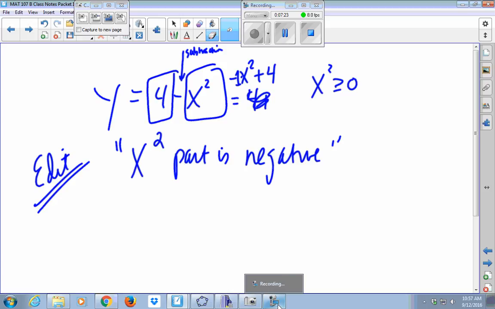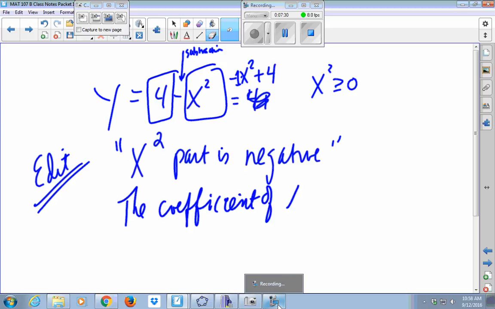Coefficient. So we're now going to edit what Ian said: the coefficient of the x squared part is negative. And that's what makes this parabola open downward. Okay, so that's the language. And that's the language you'll be hearing me use.